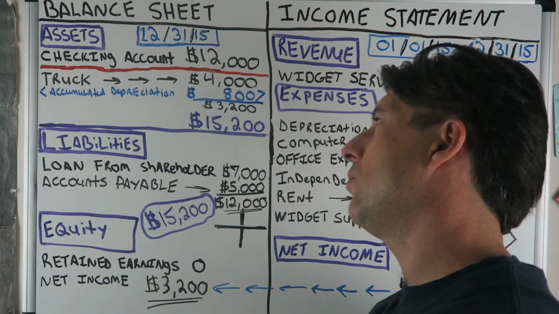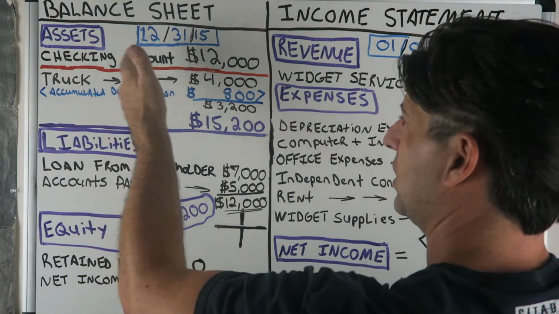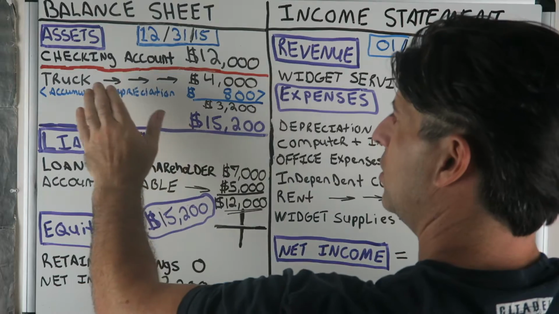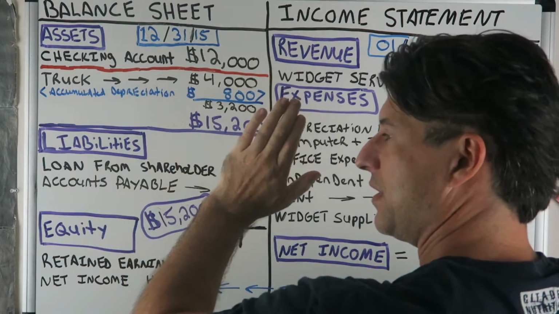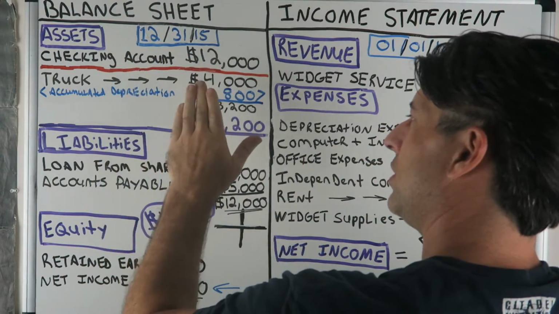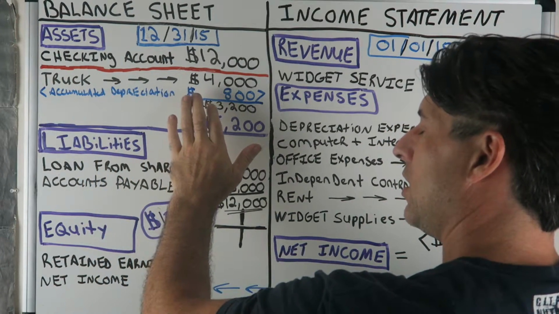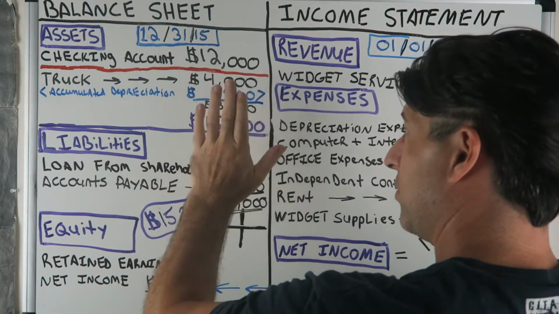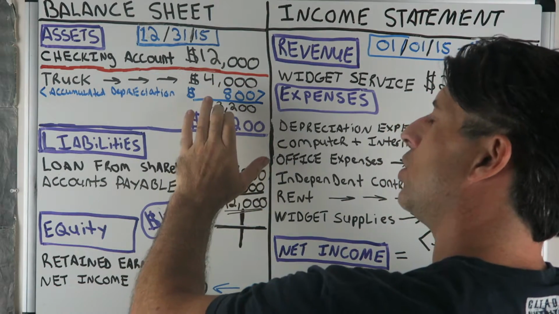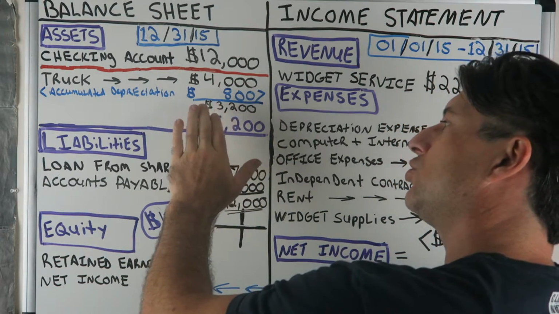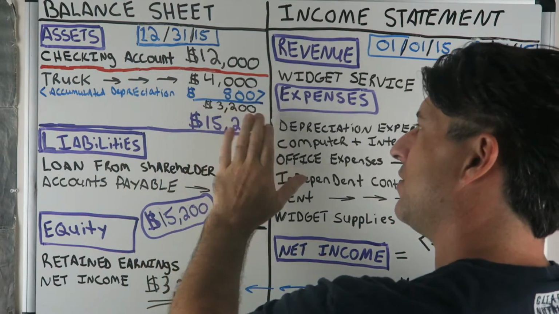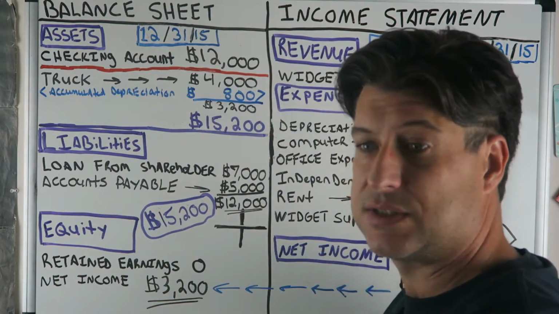So now this is the way the balance sheet's going to look. Checking account $12,000, truck or whatever asset for $4,000. You're going to have your accumulated depreciation of whatever fixed asset for a certain amount. We have $800, and then it's going to show you what the fixed asset is worth now currently, $3,200 in our case.